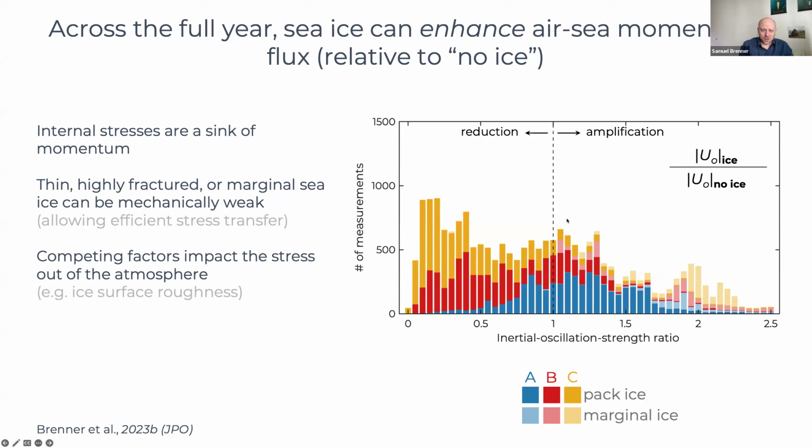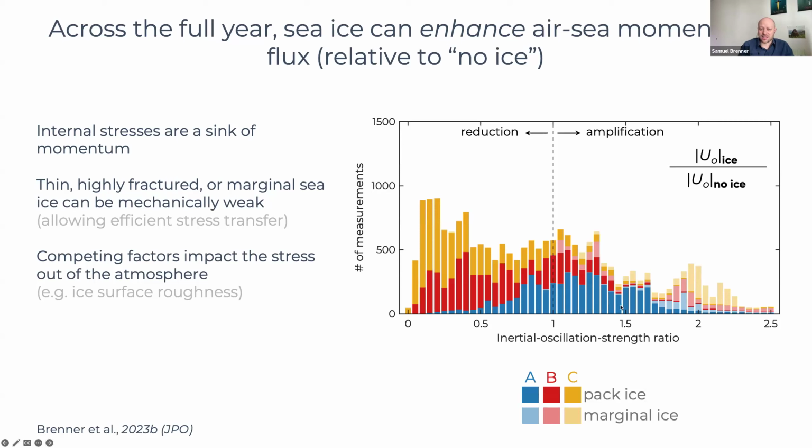But if we look at all of the different data here, we actually see that there's a lot of data on this side of the plot. And so that's values above 1, and that's showing that ice actually acts to enhance or amplify the total stress into the ocean relative to if there was no ice. And that's particularly true for the southern mooring that I'm showing with the blue bars here.